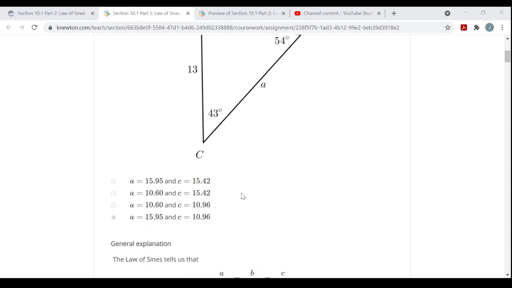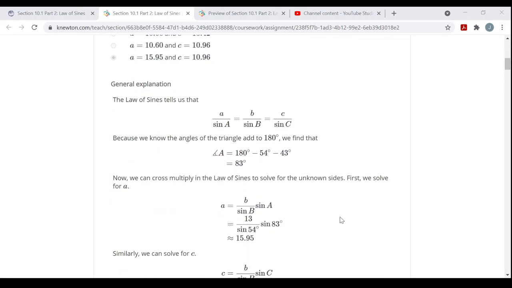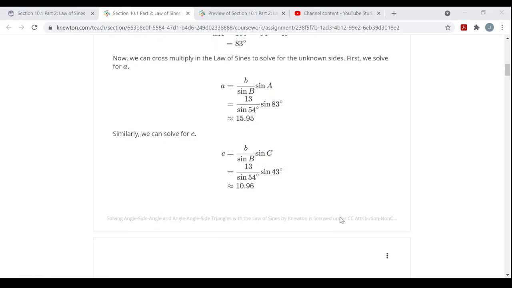And you're seeing that again, this is not from the assignment. So you see the 15.95 for A, 10.96 for C is the correct answer of these 4 choices, the bottom one here. And then I'll show you the explanation if you want to pause the video, read through that, you can.